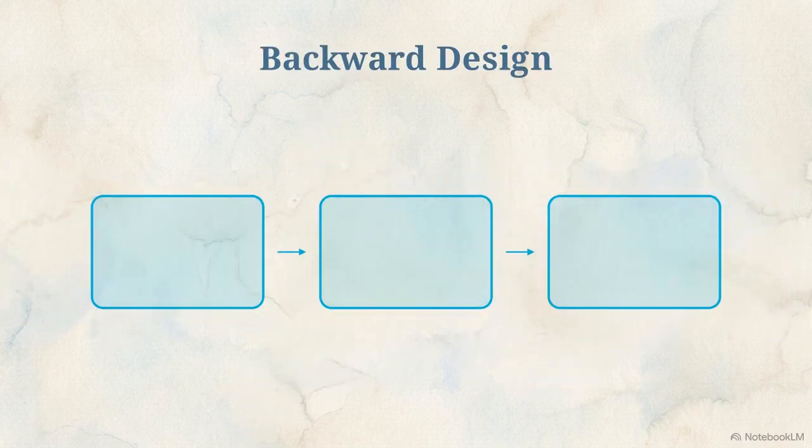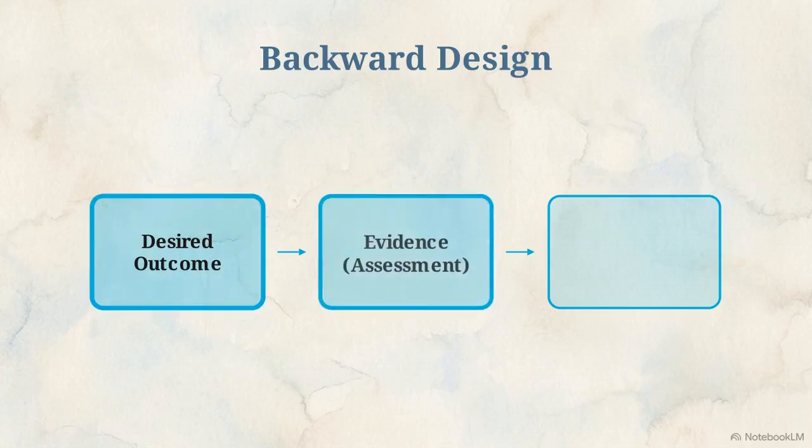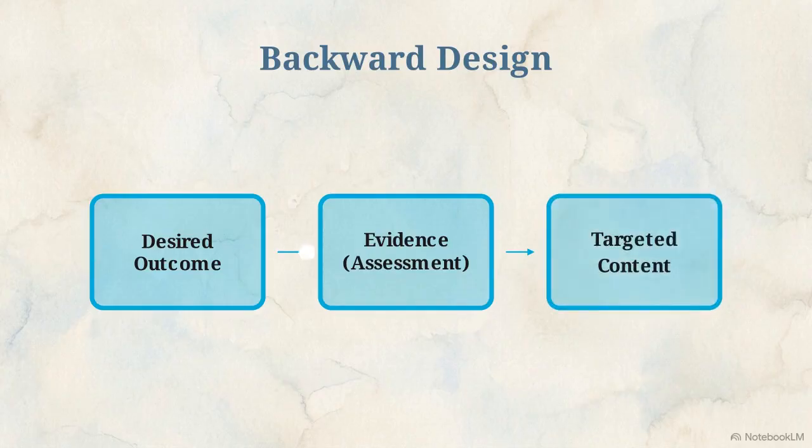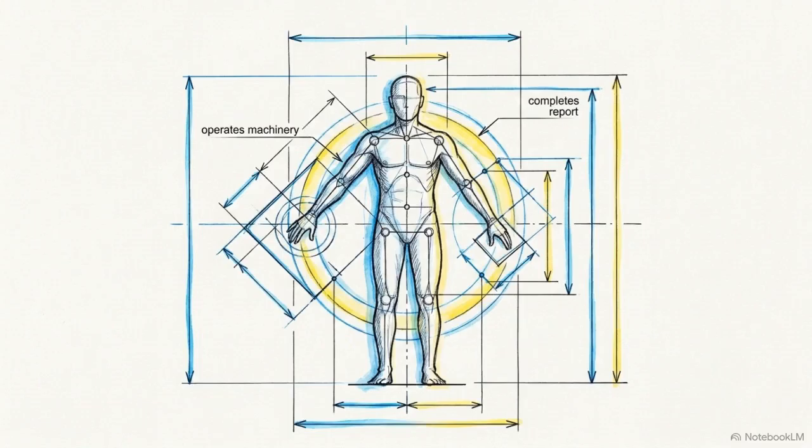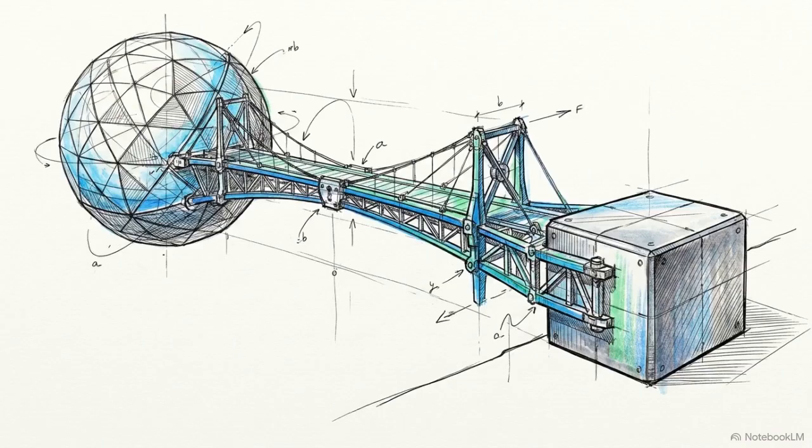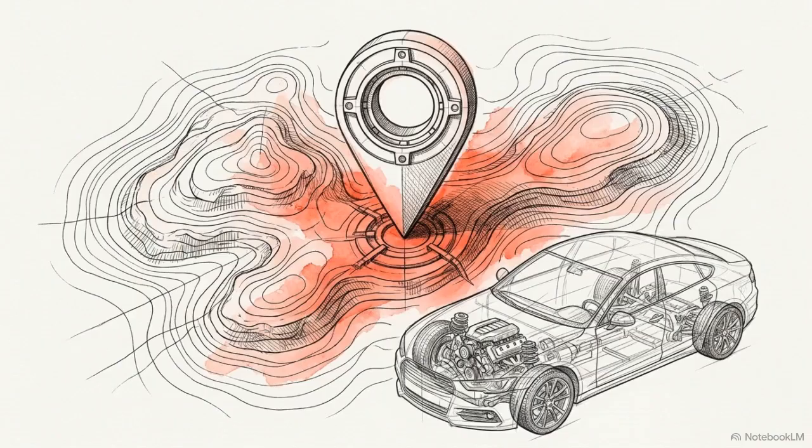Grant Wiggins and Jay McTighe's backward design model reverses the sequence. It starts with the desired outcome, determines the necessary evidence of mastery, and only then selects the content. Rigorous instructional design functions as the reverse engineering of behavioral evidence. To bridge the gap between abstract goals and concrete performance, we will analyze the 3 stages of this methodology. Educational engineering requires defining the specific destination before considering the vehicle.